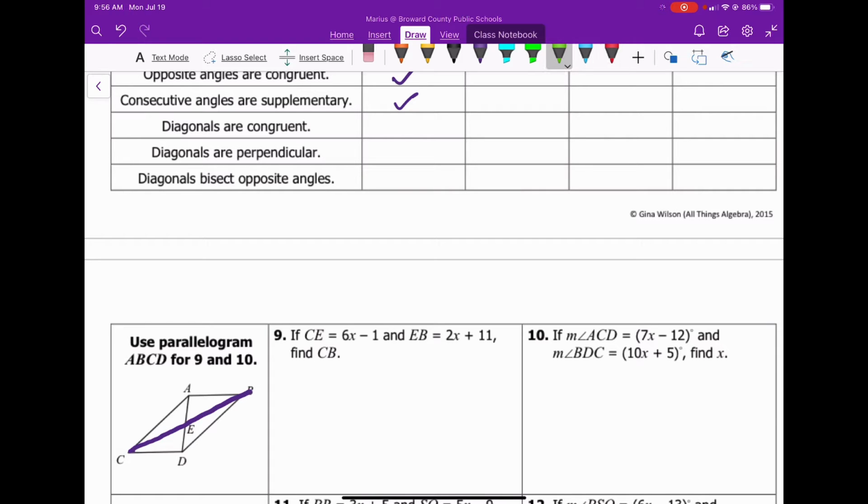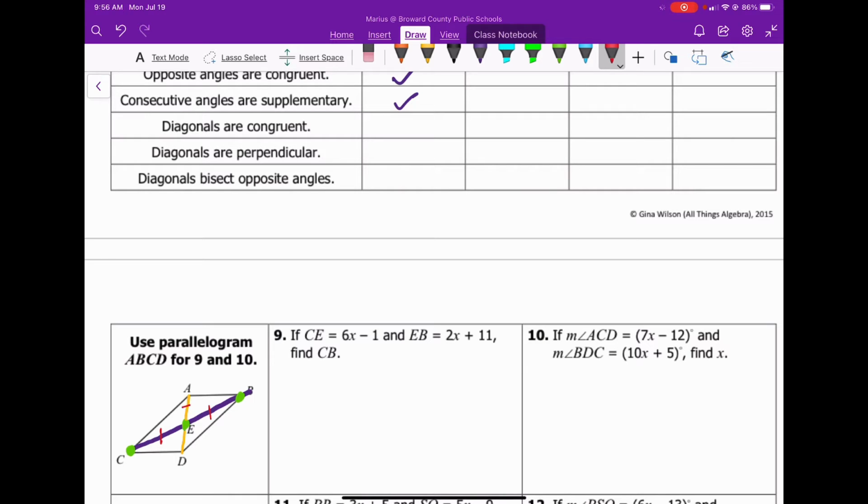And I'm gonna just mark these points here. These two segments have been cut in half by the yellow line, which means that C to E is congruent to E to B. Those two distances are the same. And the same is true for the yellow segment.